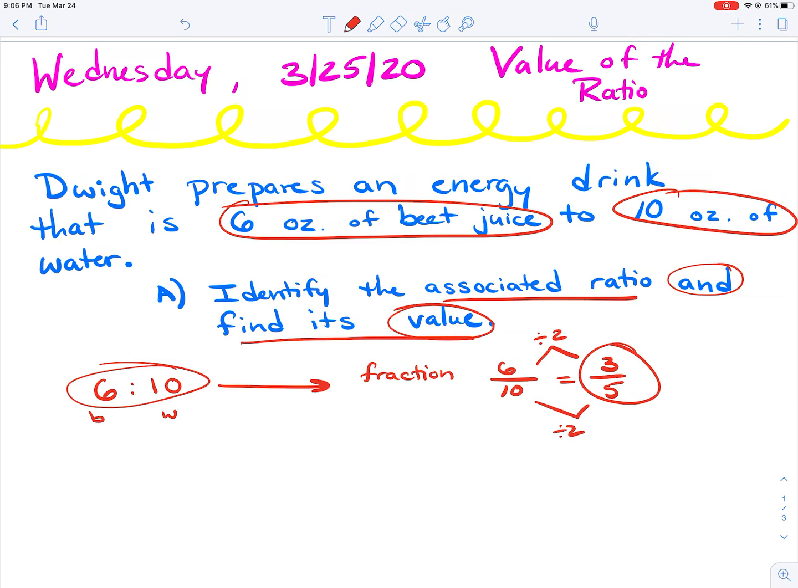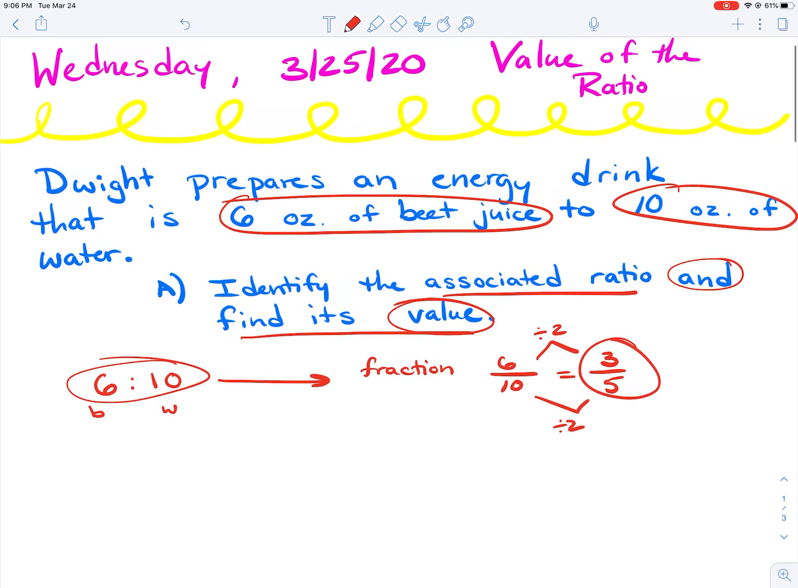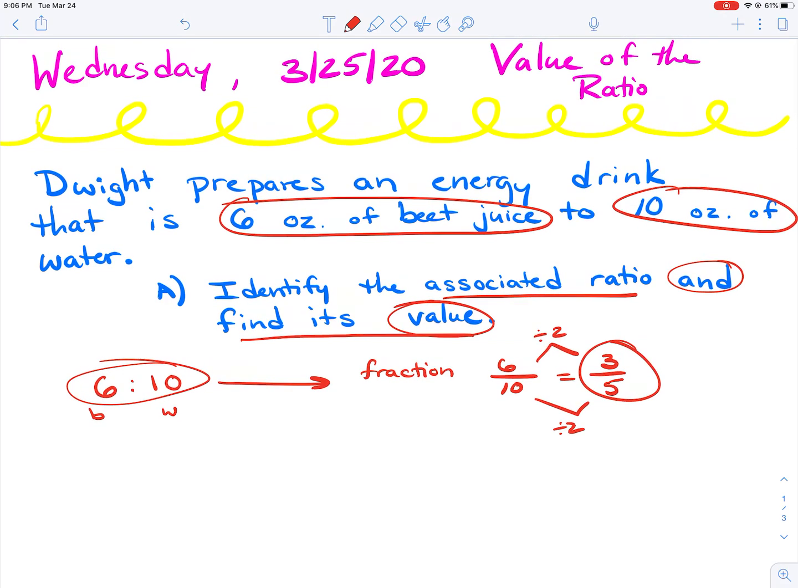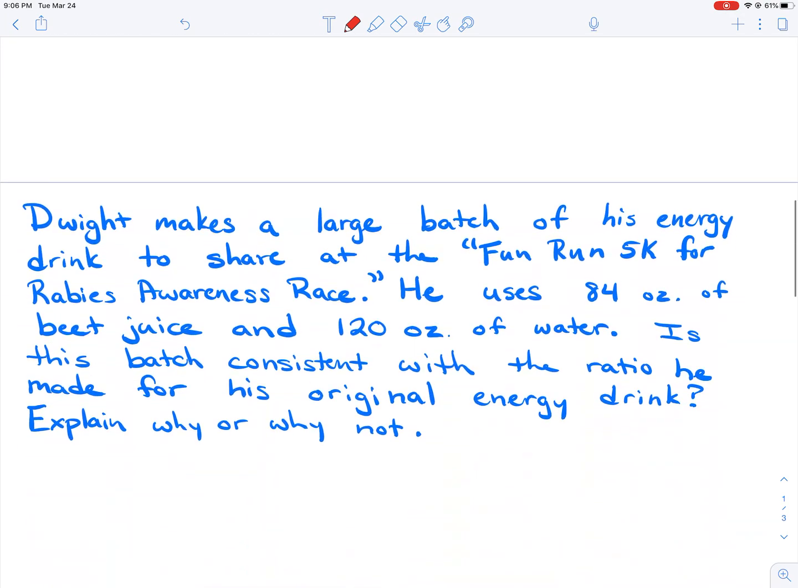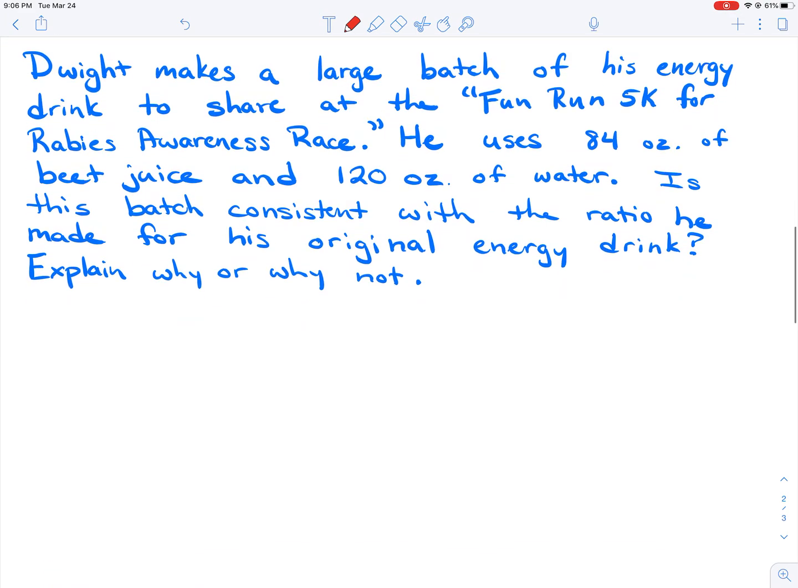So what we're going to do now is use that to figure out if Dwight here can create a batch of this beet juice water energy drink that will remain consistent to this one he created for himself. So let's look below. It says Dwight makes a large batch of his energy drink to share at the Fun Run 5K for Rabies Awareness Race. Now listen, this isn't a joke. Rabies kills up to 4 people every year.